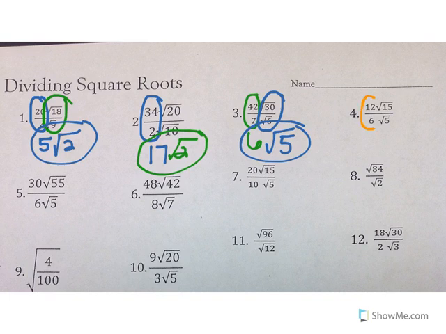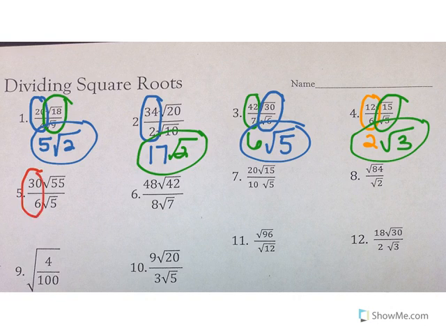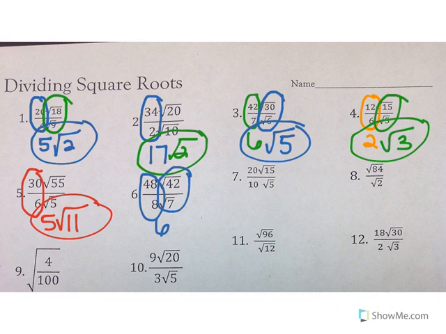Number 4, 12 divided by 6 is going to give us 2. The square root of 15 divided by the square root of 5 is going to give us the square root of 3. Okay, for number 5, whole number 30 divided by 6 gives us a 5. Square root of 55 divided by the square root of 5 is going to give us the square root of 11. That's simplified. Next one, 48 divided by 8 is going to give us 6. And then the square root of 42 divided by the square root of 7 is going to give us the square root of 6. And that's simplified.